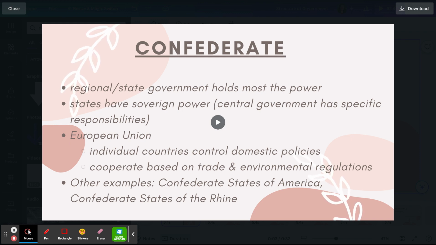There have been other examples of confederal governments throughout history. For example, the Confederate States of America existed in the United States during the Civil War when the Southern states separated from the rest of the Union. And then the Confederation of the Rhine was in existence in Germany from 1806 to 1816 under Napoleon.